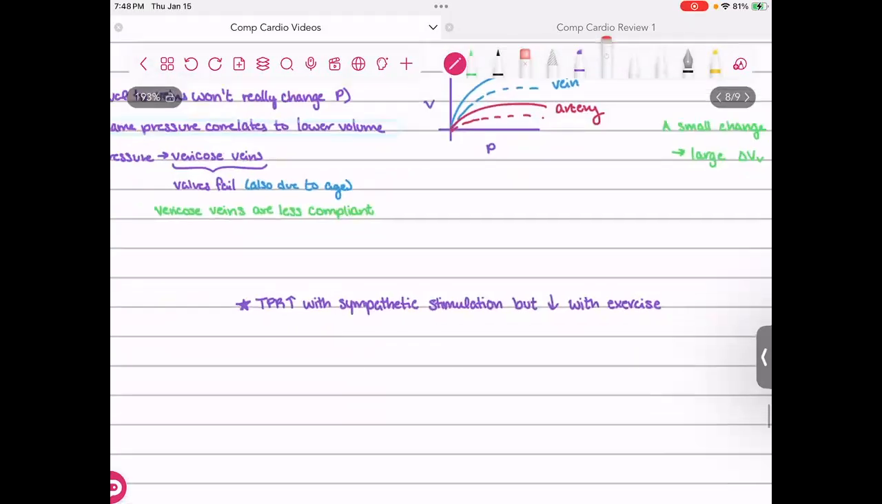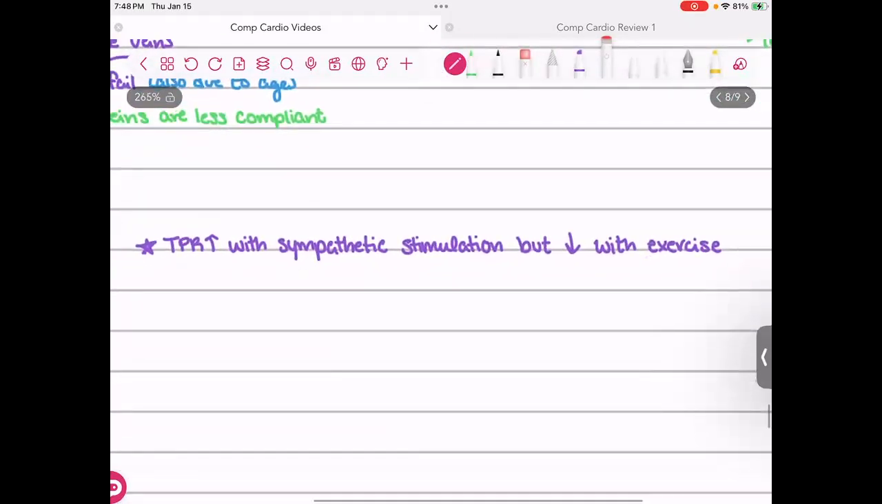Finally, this took me a while to actually identify when I was taking the class. I struggled with this concept a little bit, but total peripheral resistance increases with sympathetic stimulation, which you'll see when Dr. Haas pulls out her cheat sheet diagram that shows the different relationships in the cardiovascular system, but TPR decreases with exercise. This is a special case.